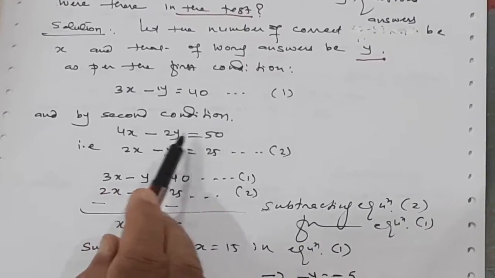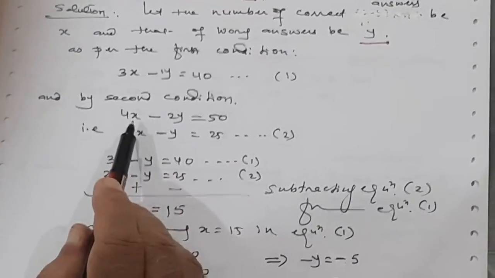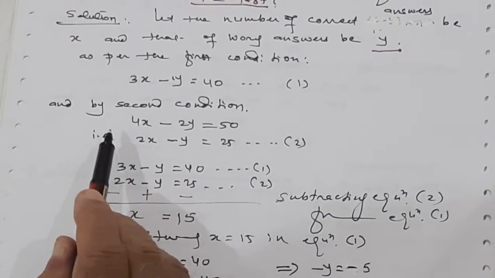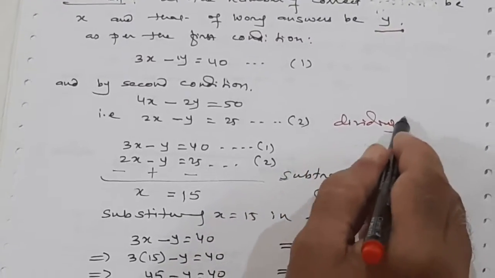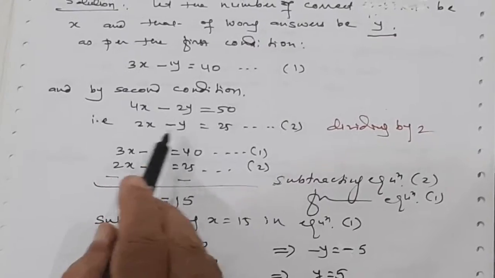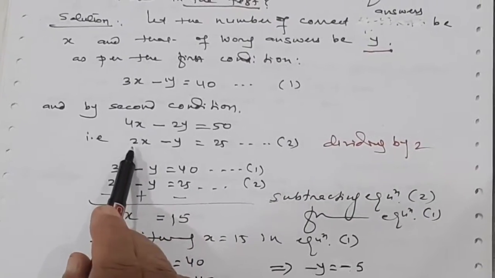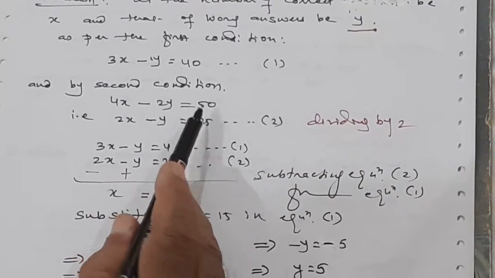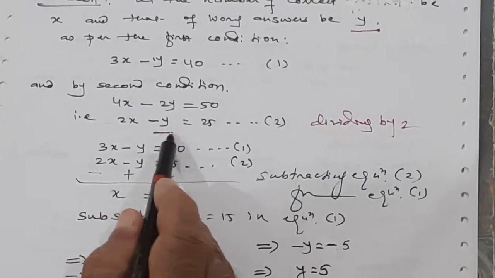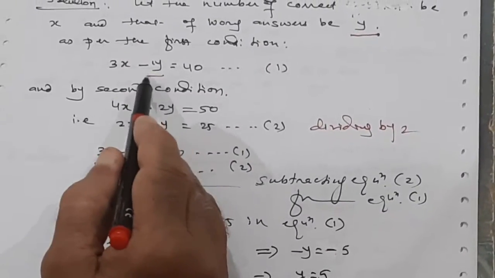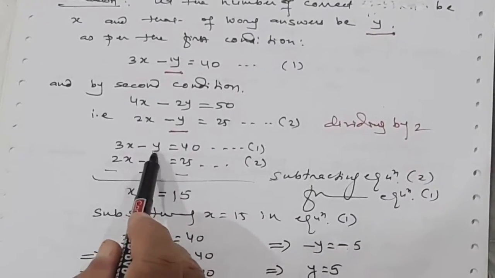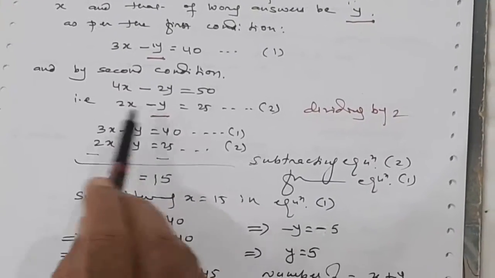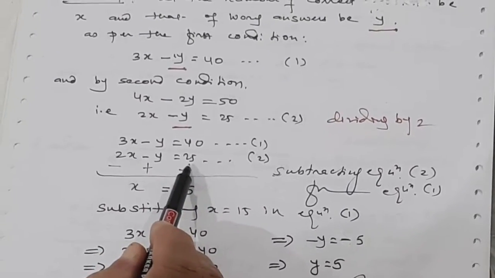Now 4, 2 and 50. 2 is common. So these are multiples of 2. So dividing by 2, here we can divide by 2. So the equation will be simplified. 2 2s are 4, 2 1s are 2, and 25 2s are 50. Now you see that this is minus y and this is also minus y. It can be eliminated by subtracting. So take the equation 1, 3x minus y is equal to 40, and 2x minus y is equal to 25.